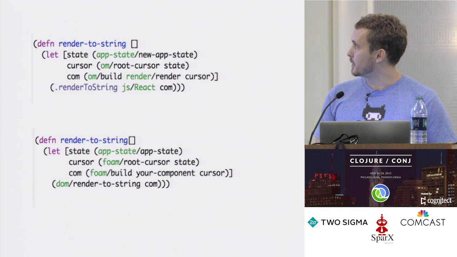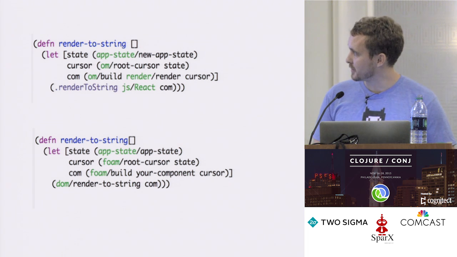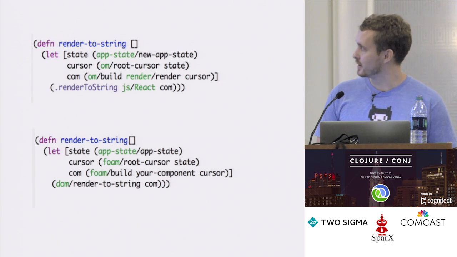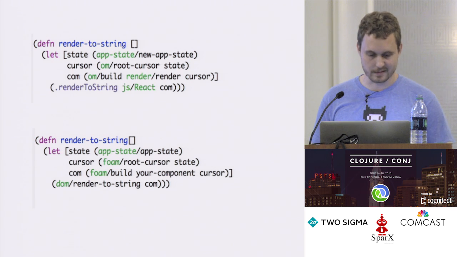So we have our previous example: the top is the old JavaScript, and the bottom example is the foam in Clojure. And as you can see, it's almost exactly the same.